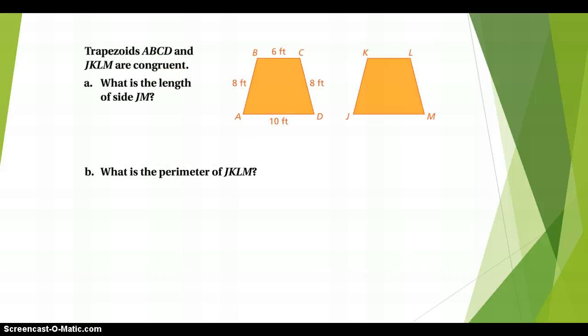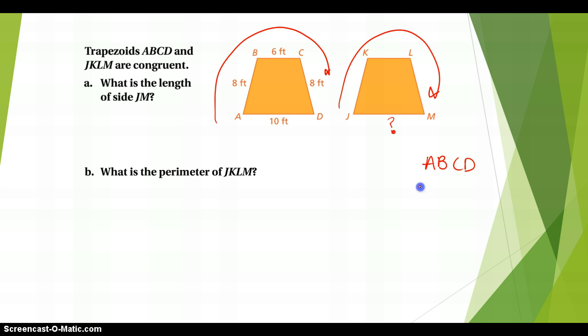Let's look at our trapezoids. A, B, C, D, see how they labeled it going this way, is congruent to J, K, L, M. Again, their order of naming. What is the length of JM? Who corresponds with JM? I'm going to write them over here, makes it easier for us. They had them labeled A, B, C, D, J, K, L, M. Well, JM are our outside letters, so AD up here is our corresponding. And if AD is 10 feet, then JM also has to be 10 feet.